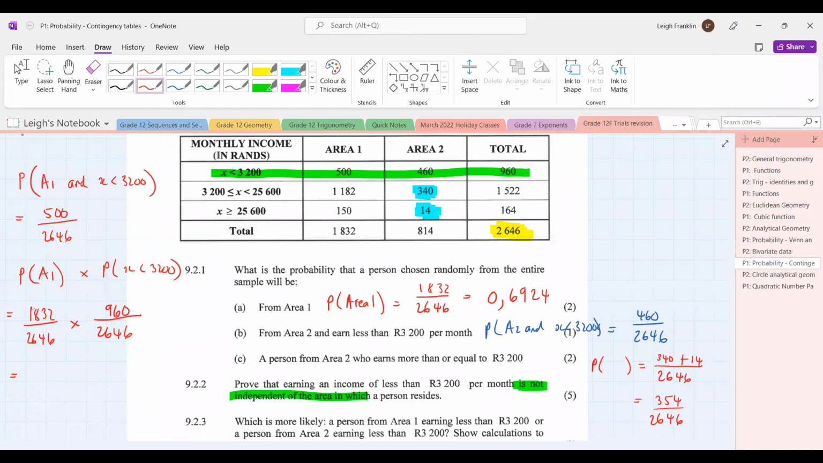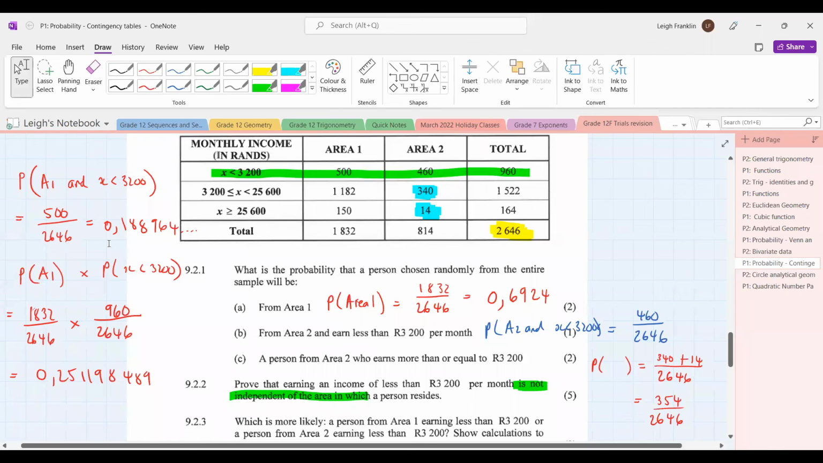So I'm getting 0.251198489 for this one. For this one over here, I'm getting 0.188964 and so on. So can you see the left-hand side is not going to equal the right-hand side?